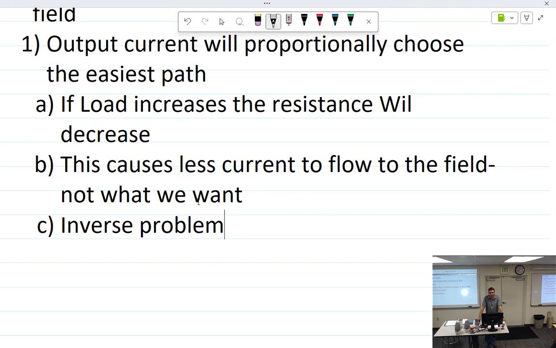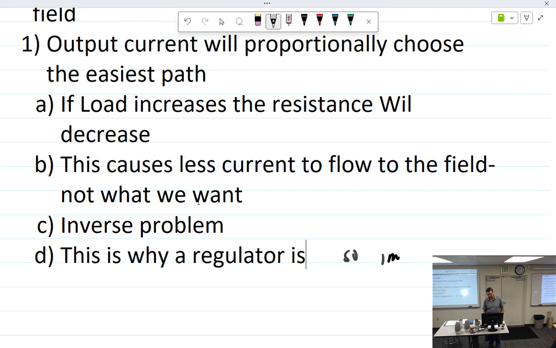Where's that current going to go? I don't know. It's got to go. Back to the field? Route it to ground, right? All right. Inverse problem. So this is why a regulator is so important.